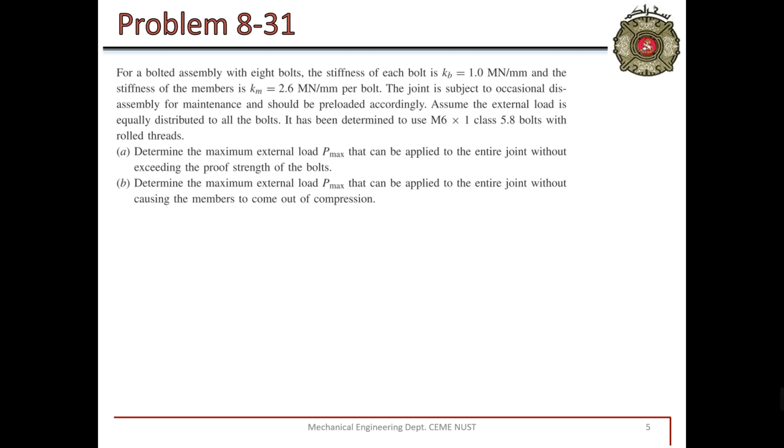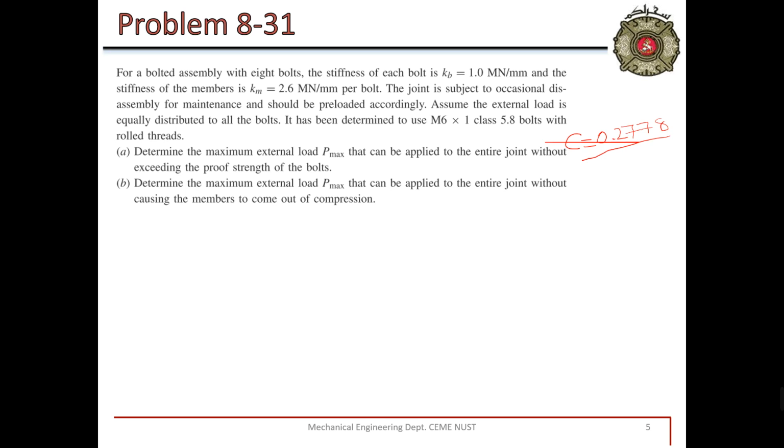Last problem to complete this topic of fasteners. In this problem, you can read the statement. For the bolted assembly with 8 bolts, so we have the number of bolts. For each bolt, KB is given and KM is given. If we know KB and KM, we can calculate the value of C. In this case, the value of C directly comes out to be 0.2778. Value of C is already given.